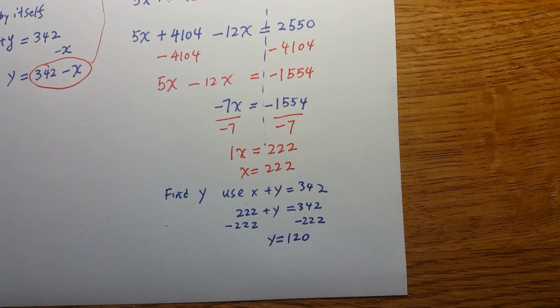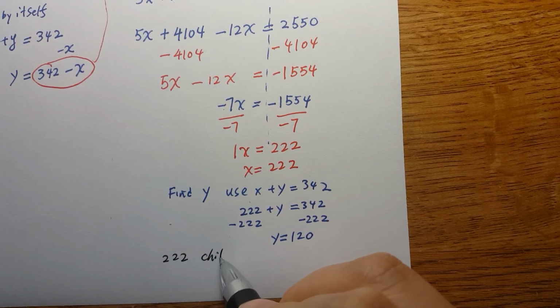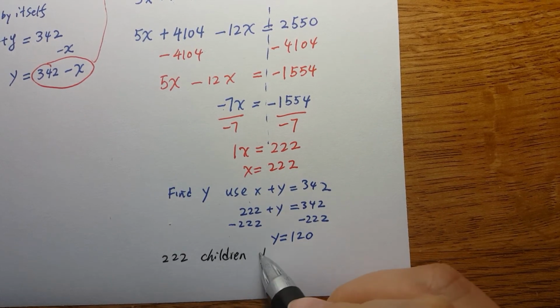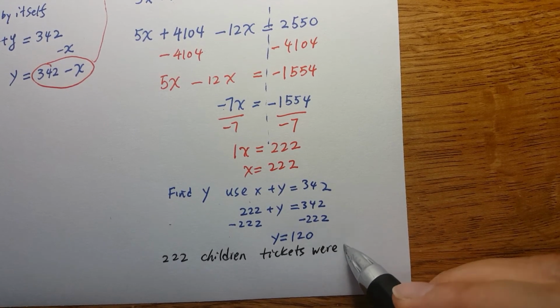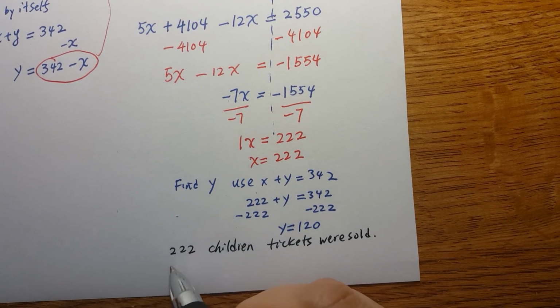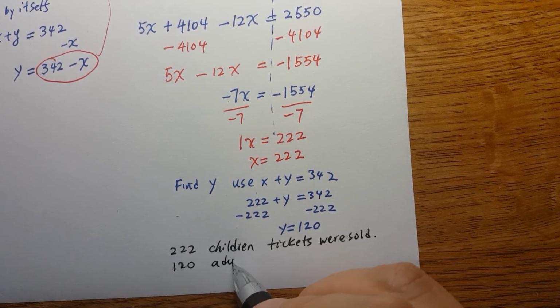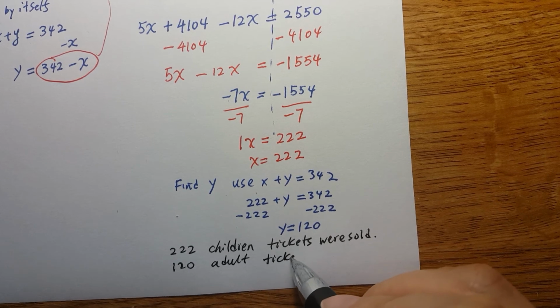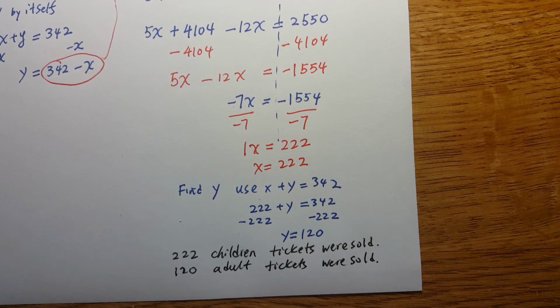So now we found x and y. X represents the number of children tickets. So therefore 222 children tickets were sold. And then 120 adult tickets were sold. So we found the answer.